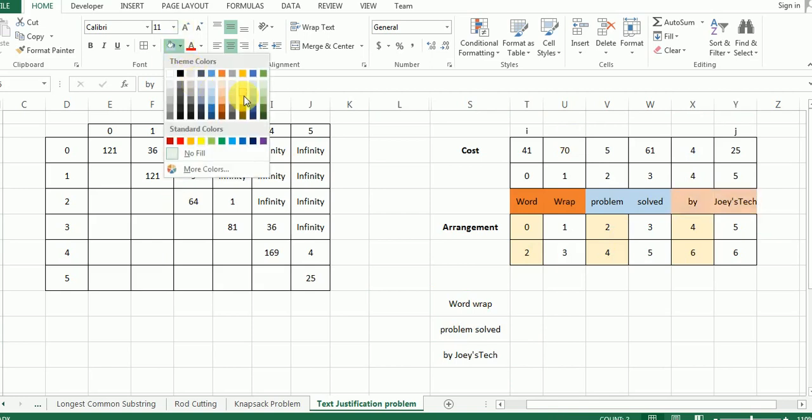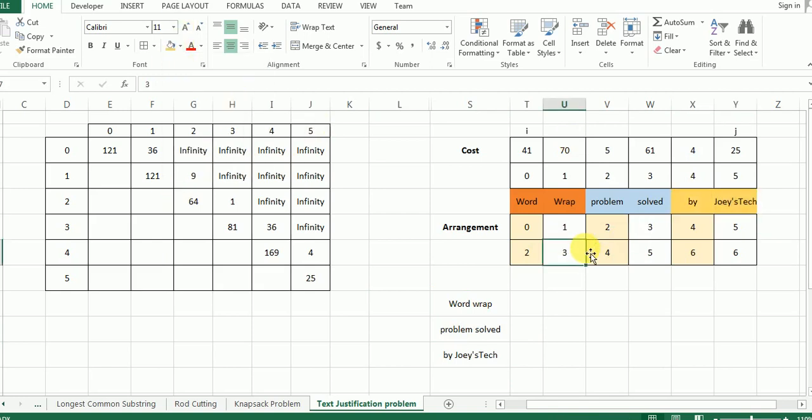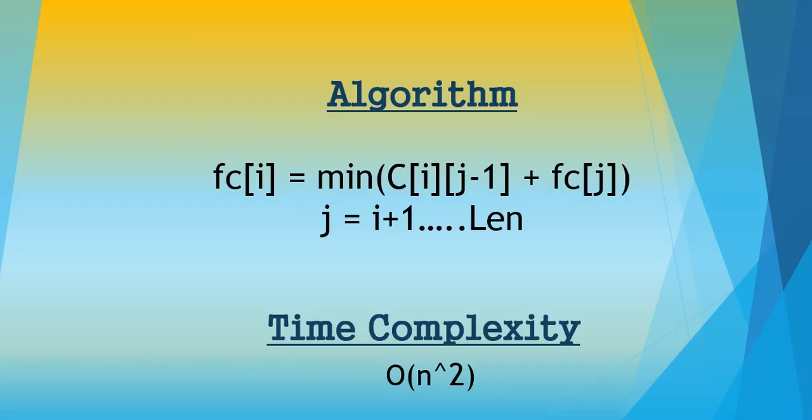Now let's go and watch the algorithm. So this is the algorithm over here, FC. FC is our cost array. So it's going to be minimum of our matrix I, j minus 1 plus our cost array, the value at index j, where j is equal to I plus 1 in the length. The time complexity of this algorithm is going to be O(n square).